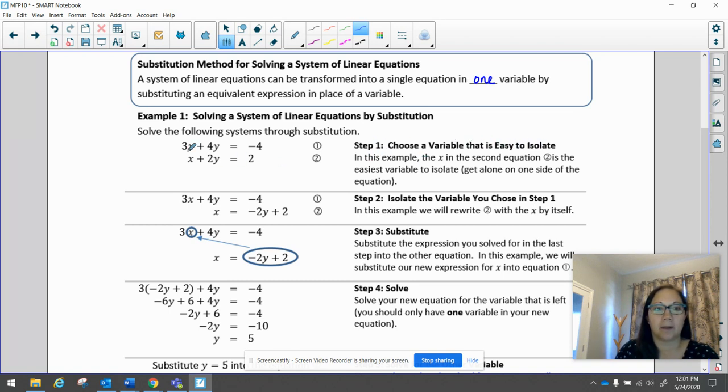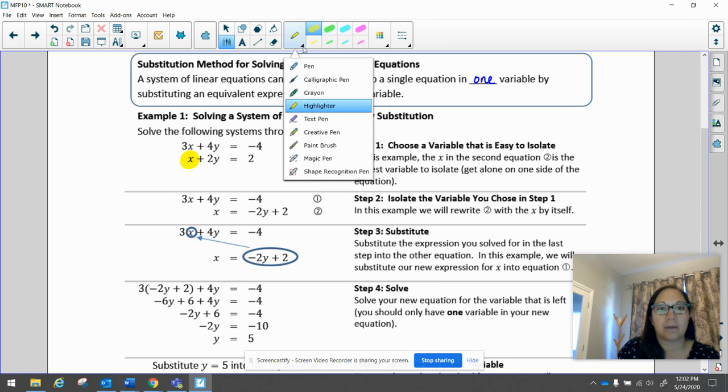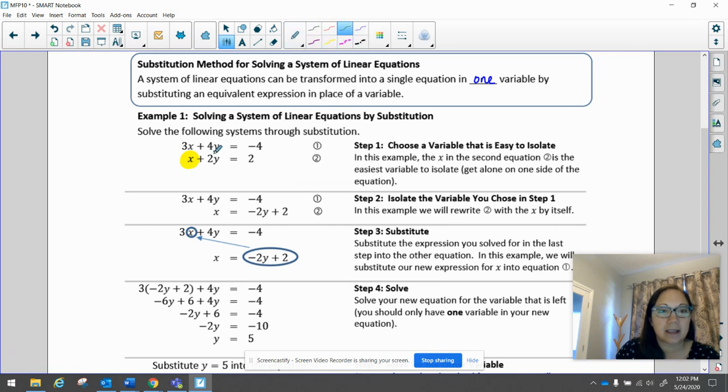In this example, if you look at where the x's and y's are, which of these is going to be the easiest to isolate, or get alone by itself? I think it should be pretty obvious that this x is going to be the easiest one to get alone. The rest of them all have a coefficient in front, which adds another step. In order to get this x by itself, all we would have to move is the 2y over to the other side. So right away, we're trying to choose the easiest way of doing this.